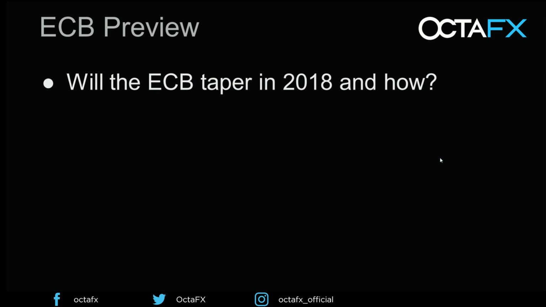Okay, so let's preview the ECB, the main event. Mario Draghi, the president of the ECB, always moves markets. The big question is, will the European Central Bank taper in 2018 and how? Remember, they're buying bonds, they're printing, they're creating money, 60 billion euros a month, and buying bonds, most of them government bonds, some corporate bonds. This puts pressure on the euro. It's not new, and the euro is rising because of the speculation that they will create less money, that they will taper these bond buys. The program runs until the end of the year.